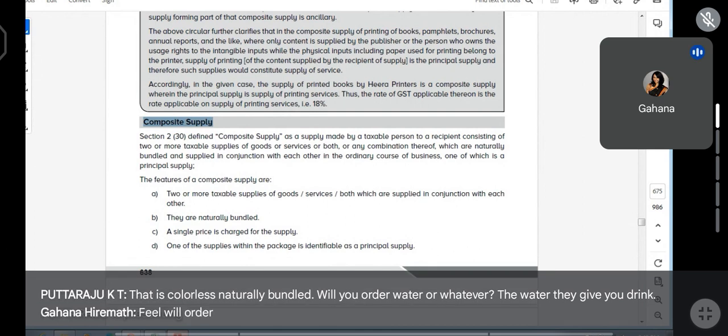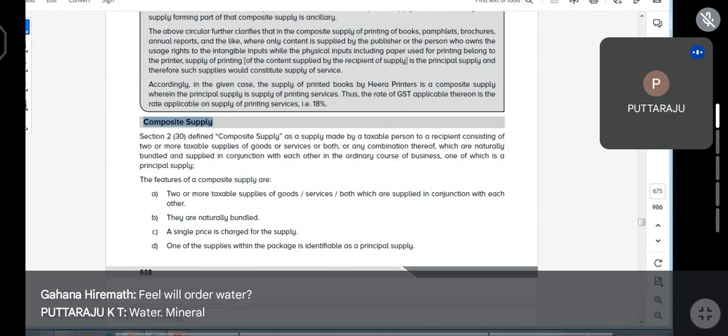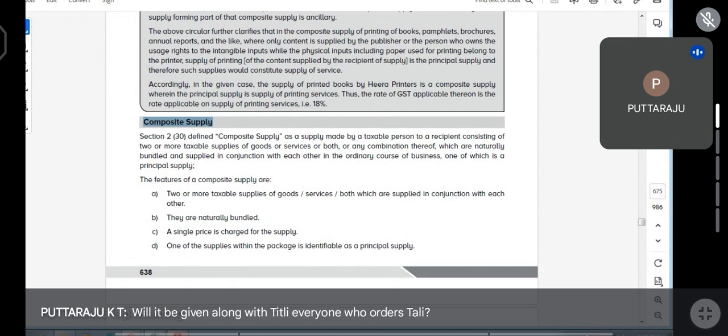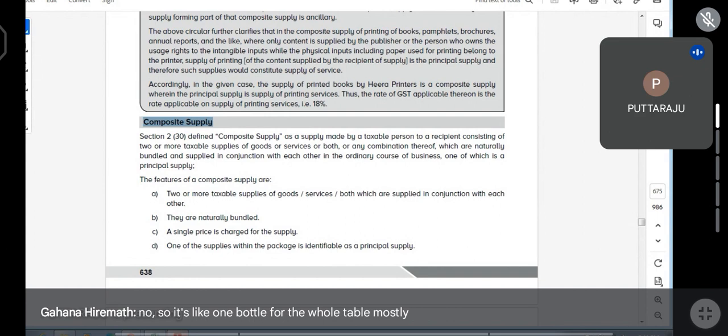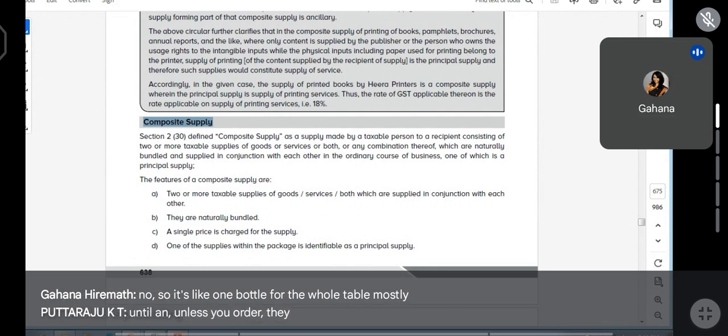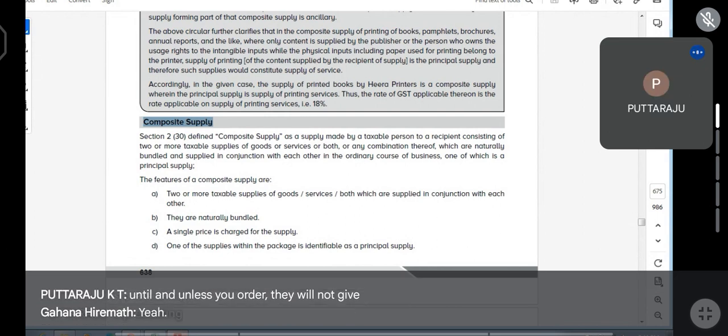We'll order water. Water, mineral water, cold, warm, like that we order. Will it be given along with the thali? Everyone who orders thali, the water, Bisleri or Kinley? No, sir. It's like one bottle for the whole table mostly. Until and unless you order, they will not give. That is called as mixed supply.